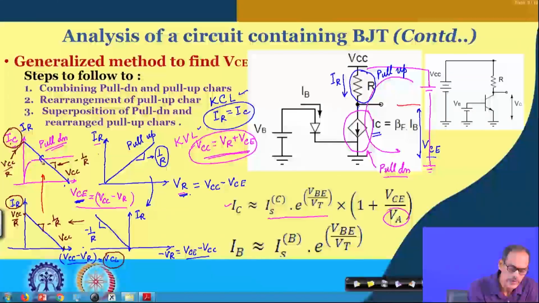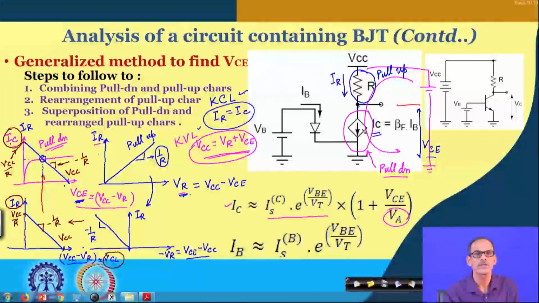Now, wherever these two characteristics intersect, that indicates the value of the current and the corresponding voltage, namely the value of V_CE, which makes both the pull up and pull down consistent. That means they satisfy KCL and KVL, their characteristics are also respected, and hence that is the solution point. So, procedure-wise, we rearrange the pull up characteristic in this form so that their x and y axes are consistent, and then once we overlay, the intersection point represents the solution.